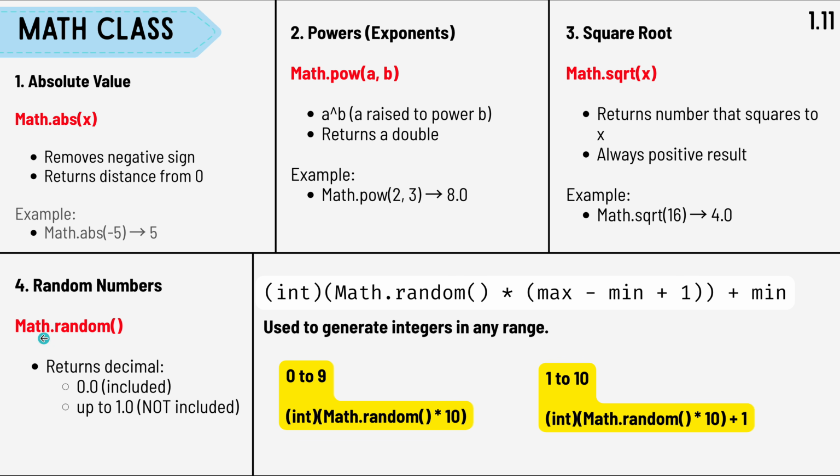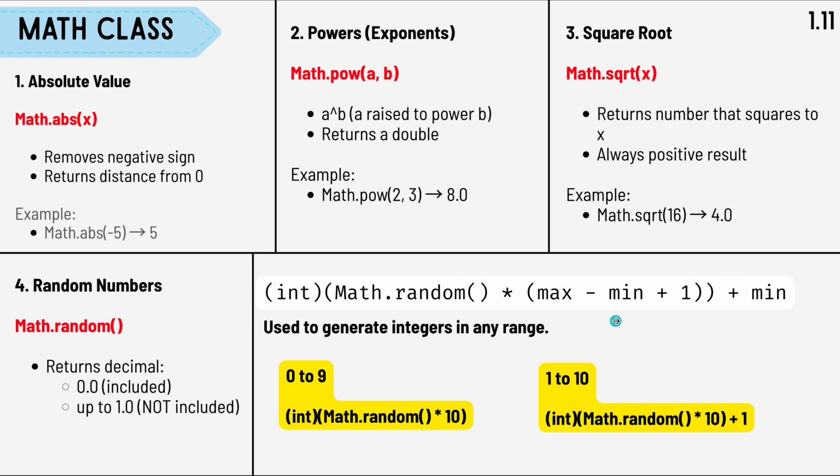Next we have random numbers, and this is kind of important because they can be tested, like generate a random value like that. So we use Math.random for this, and if I'm just doing Math.random, it just returns a decimal from 0.0 to 1.0, but it does not include 1.0 because it just stops at 0.99. So the way to generate any number would be int, if you want it to be an integer with casting, Math.random times the max minus min plus 1, brackets plus min.